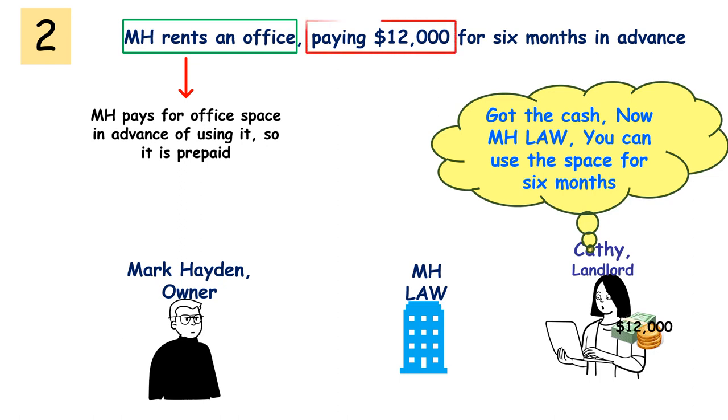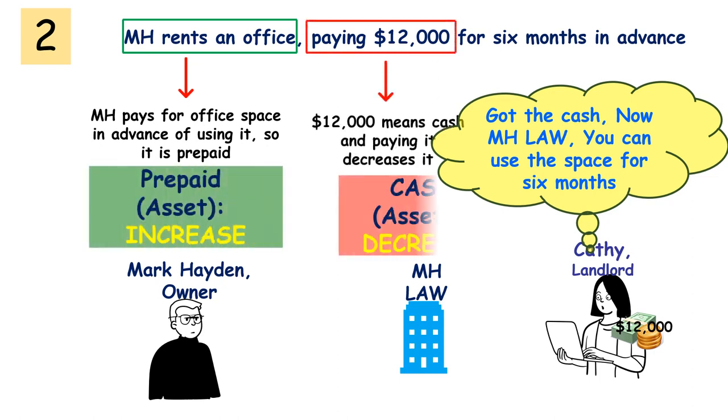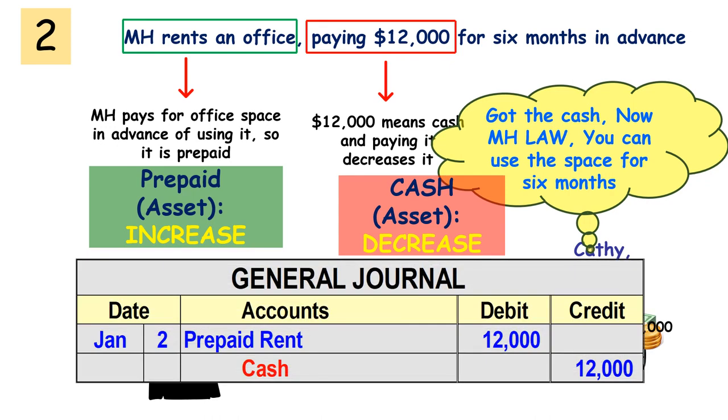The word paying indicates that cash will be down with Image Law, it will decrease. So cash is an asset, the asset decreased. So we found out that prepaid rent, which is an asset, increased. Now asset increase will be debited. Cash, which is an asset, it decreased, and asset decrease will be credited. So let's write this in the journal, and this is how the journal will look like. Prepaid rent debit 12,000, cash credit 12,000.